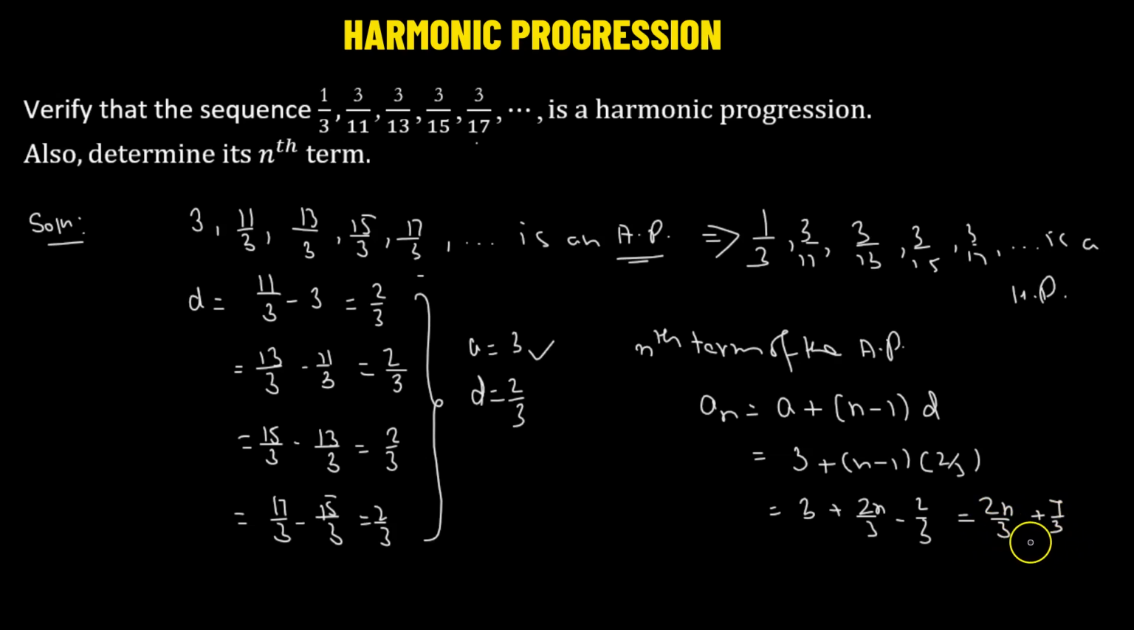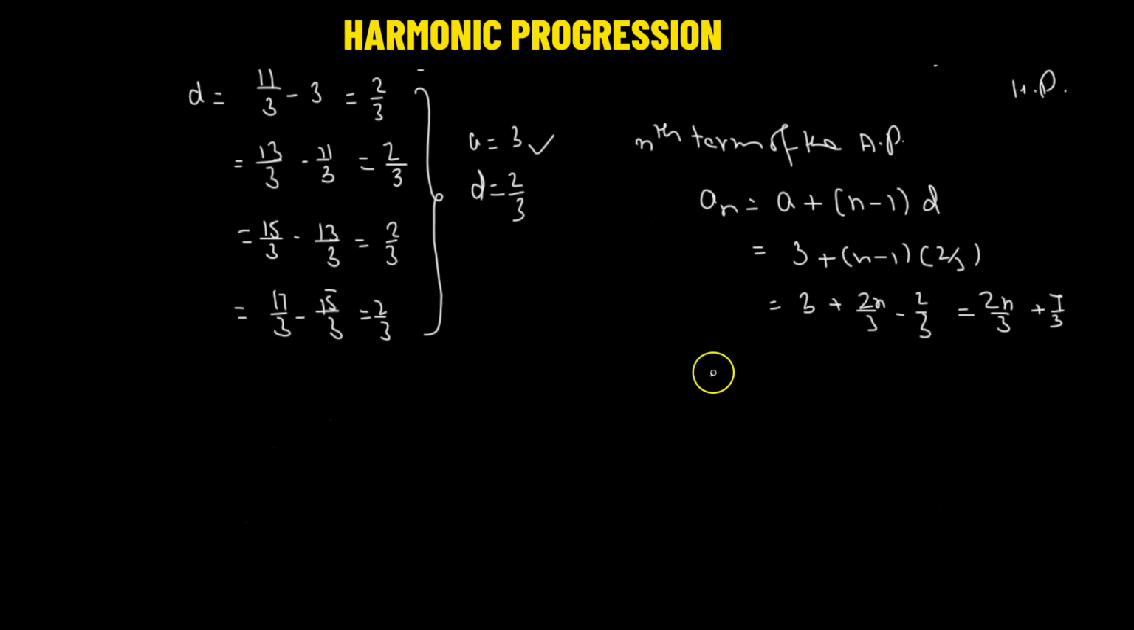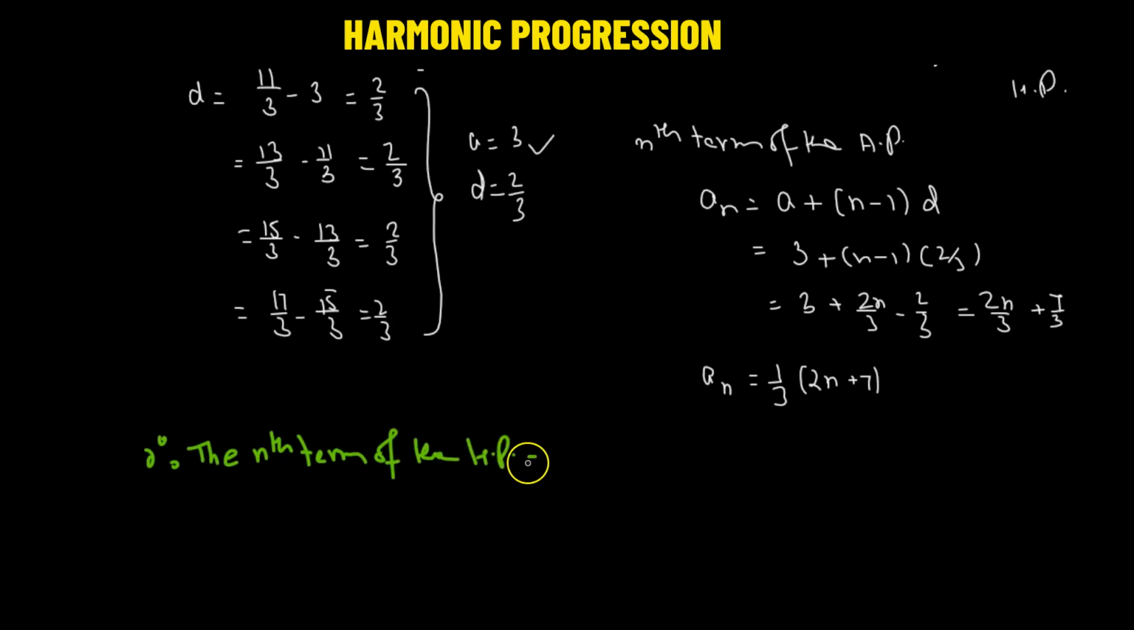So we have 2n over 3 added to 7 over 3. Fine. So this is the nth term, but we have to find out the nth term of the harmonic progression. So let's rewrite an as 1/3 multiplied by 2n plus 7. Therefore, finally we can say the nth term of the harmonic progression will be simply the reciprocal of the nth term of the arithmetic progression, 1 over an. So that will be 3 divided by 2n plus 7.